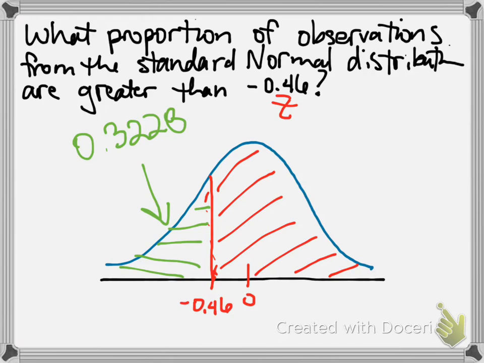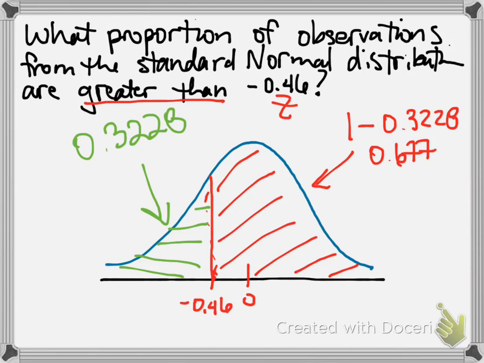So that tells me that 32.28% of the observations from the standard normal distribution fall below a z-score of negative 0.46. But that's not what the question we're interested in is asking. We want to know what percent of scores are greater than a z-score of negative 0.46. But fortunately, we are very clever and we know how to do this. We're just going to take 1 minus 0.3228, and that ends up being 0.6772. And so that is the proportion of observations that fall above negative 0.46.